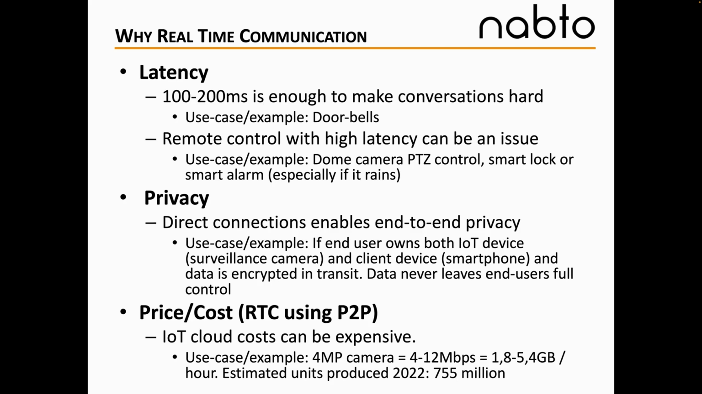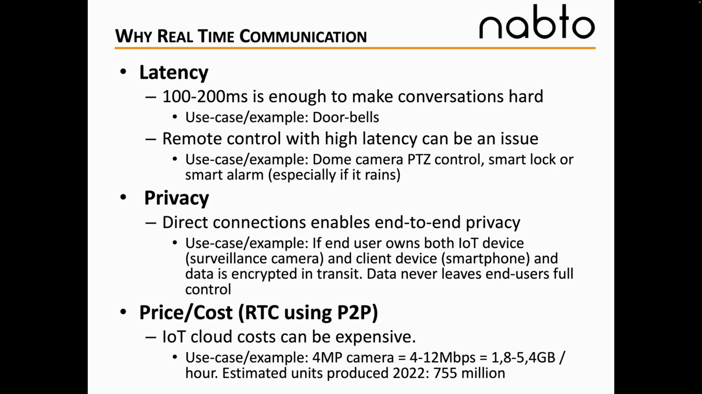And you can do simple calculations on cameras. For example, if you have a 4 megapixel camera, that normally amounts to around 4 to 12 megabits per second of data if you do it in, let's say, H.265 or some other good encoding. And that amounts to around 1.8 to 5 gigabytes per hour.